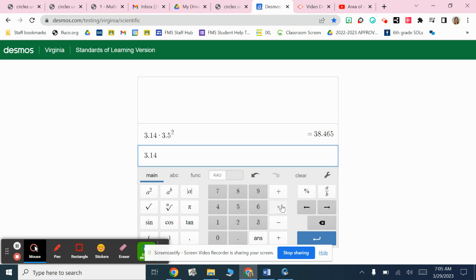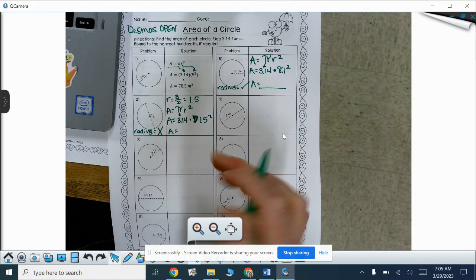Go in here and type 3.14 times 1.5. And then you're going to use this little squared button to get the answer. This is not the answer, folks. You have to hit this square button. I am not giving you the answer. You've got to do that part.